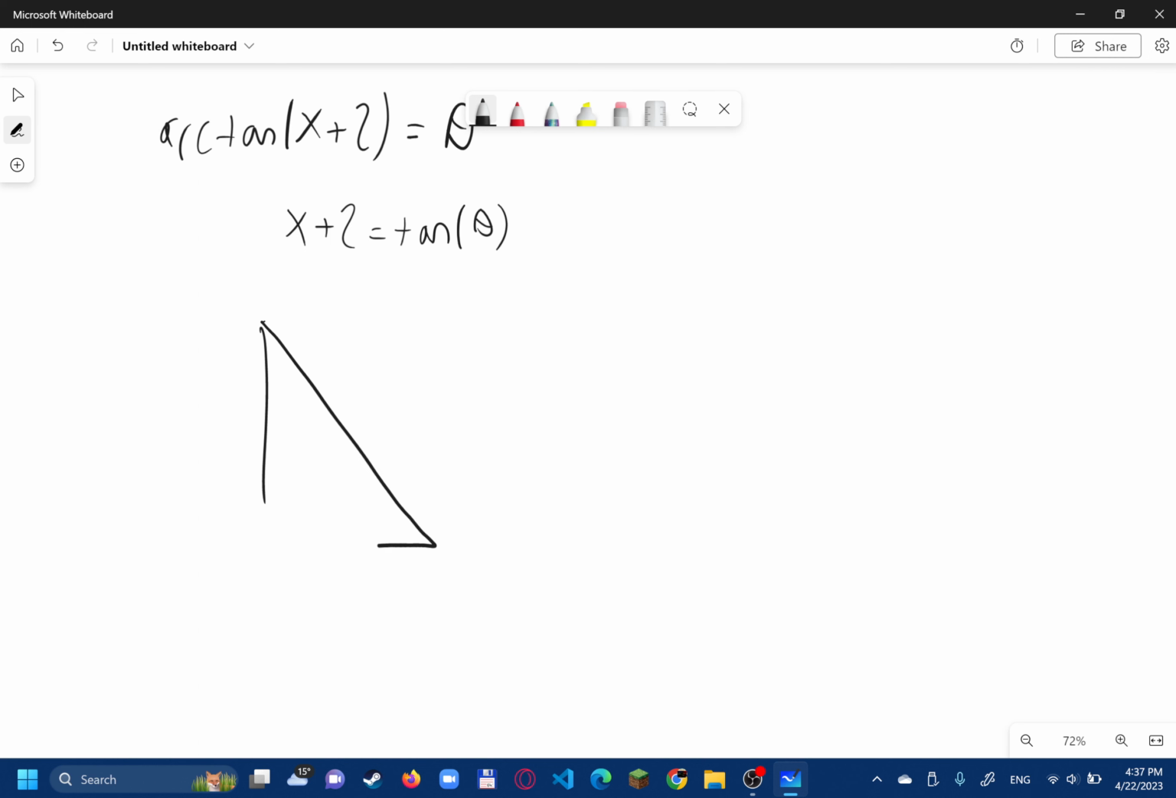If you draw a triangle, tangent by definition is opposite over adjacent. So x plus 2 becomes the opposite side, if we say theta is over here, of course. And since x plus 2 is equal to x plus 2 divided by 1, like it's the same thing, 1 is the adjacent side. So the hypotenuse, due to Pythagorean theorem, becomes the square root of x squared plus 4x plus 5.